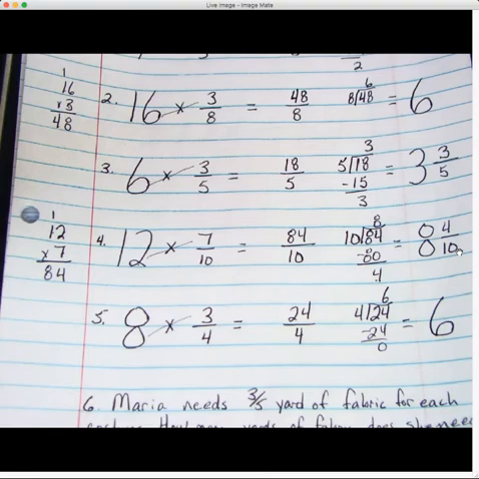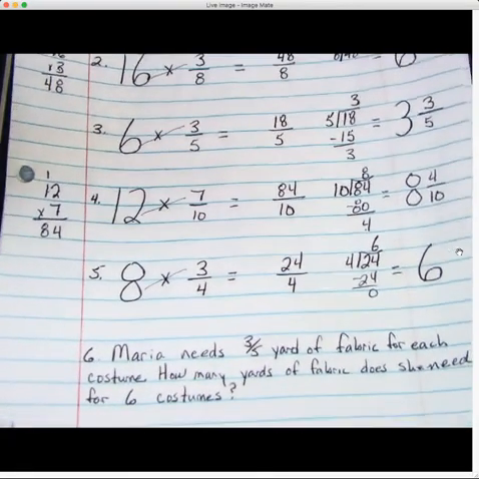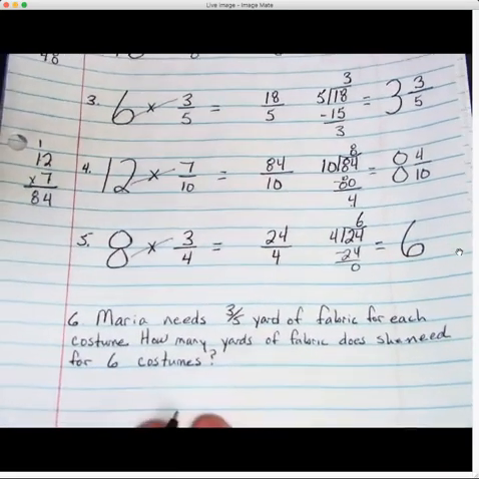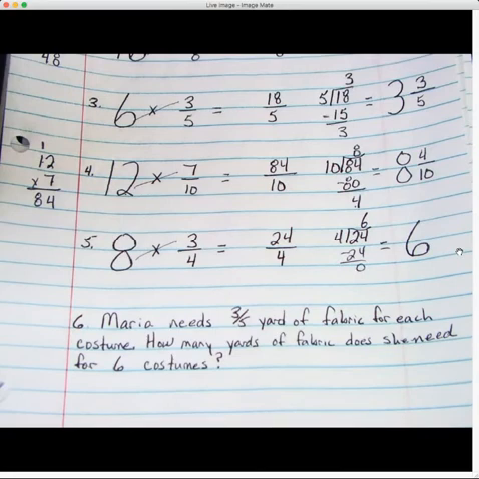Okay. Let's look at one word problem. You'll have one word problem on your homework too that's similar to this one. So I just wrote this one out. It's the same kind of problem you've been working on. Maria needs 3/5 of a yard of fabric for each costume. How many yards of fabric does she need if she makes 6 costumes?